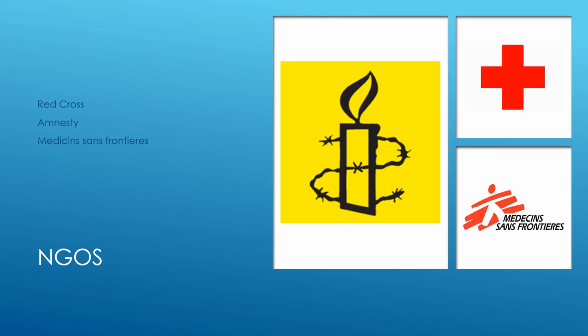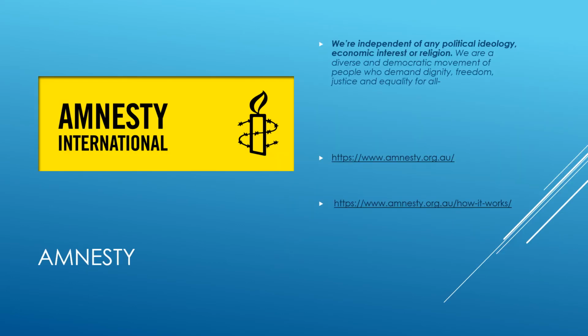So let's turn to look at some examples of non-profit organisations. And because we are talking about international human rights in this session, I'm going to be talking about international human rights organisations. And three examples, which most people will know, would be the Red Cross, Amnesty International, and Médecins Sans Frontières. All three have branches in Australia. So firstly, we're going to look at Amnesty.